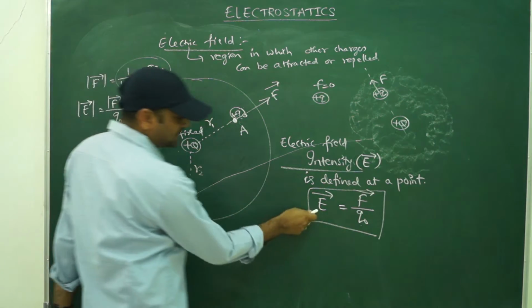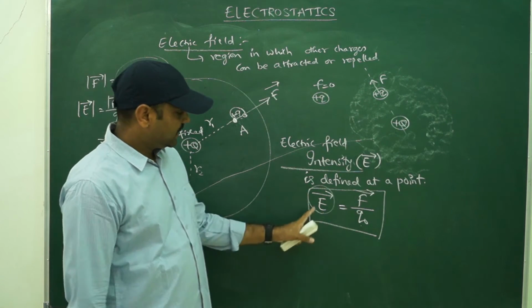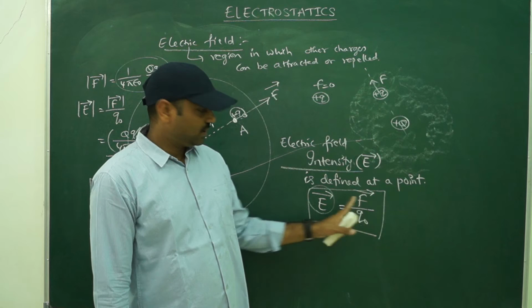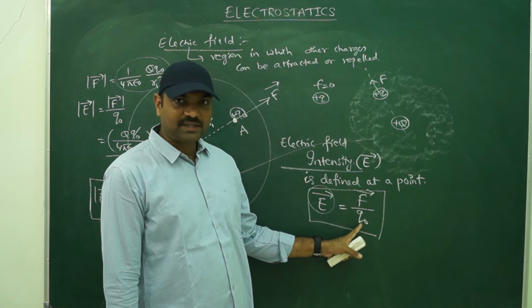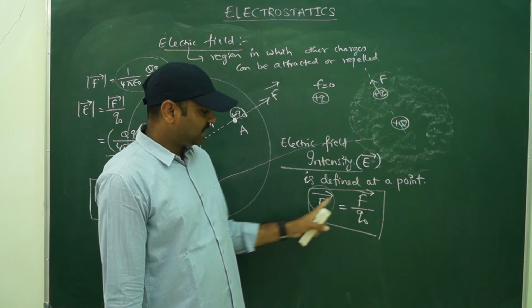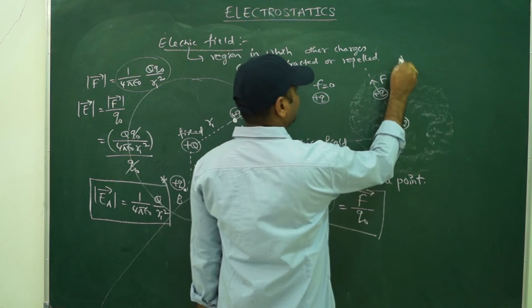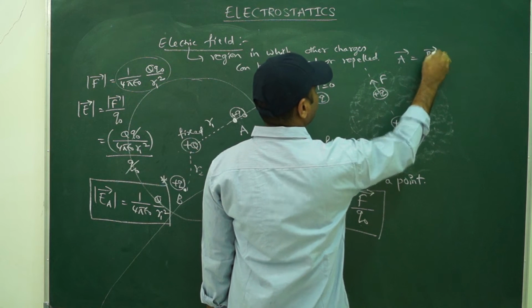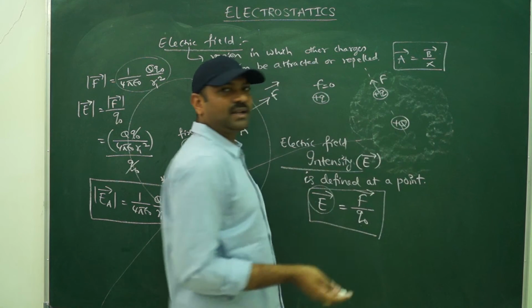Then as this is a vector quantity, we should know the direction of E bar also. If you see the definition directly, E bar is F bar by Q0. Q0 does not have any direction, it's a magnitude only. Then F bar direction and E bar direction should coincide, because we know in mathematics that if A bar is equal to some B bar divided by some number X, then B bar direction and A bar direction are the same.